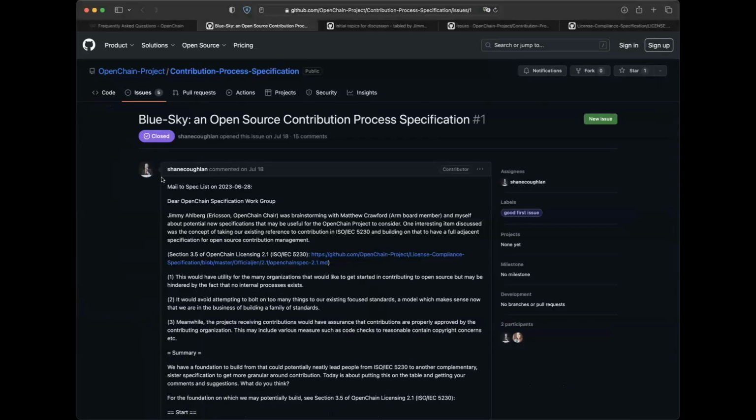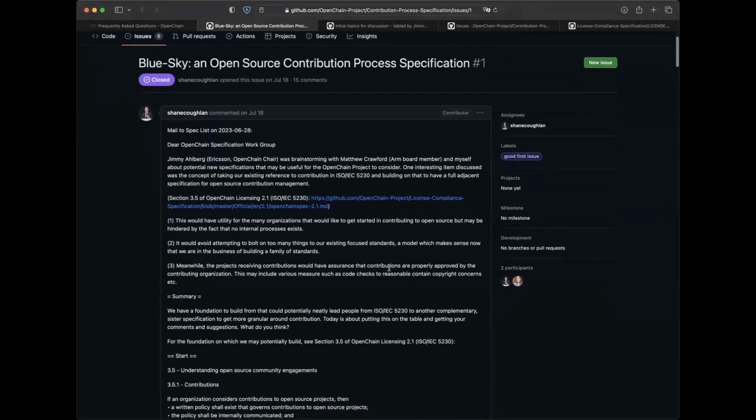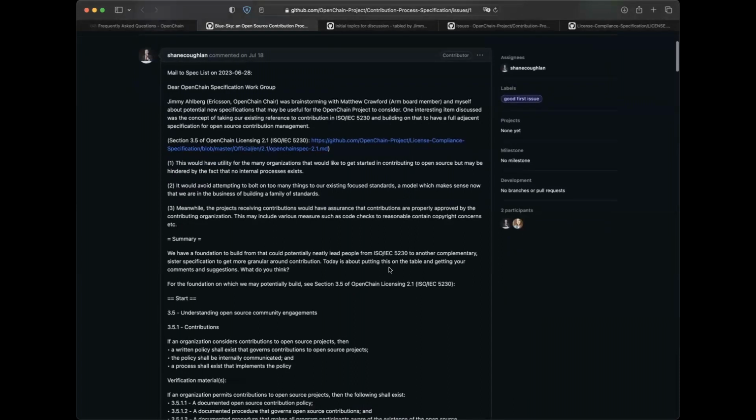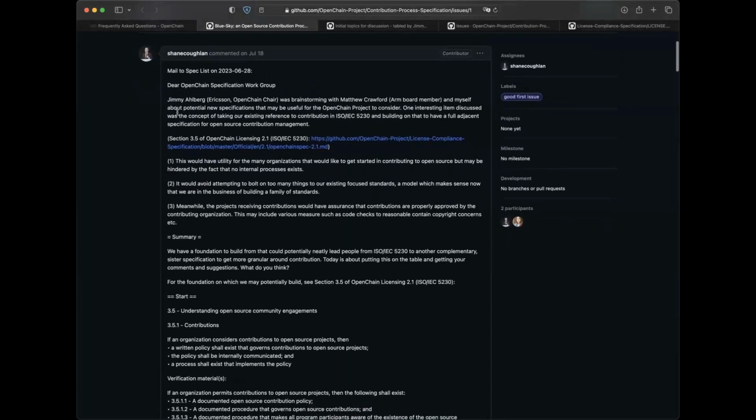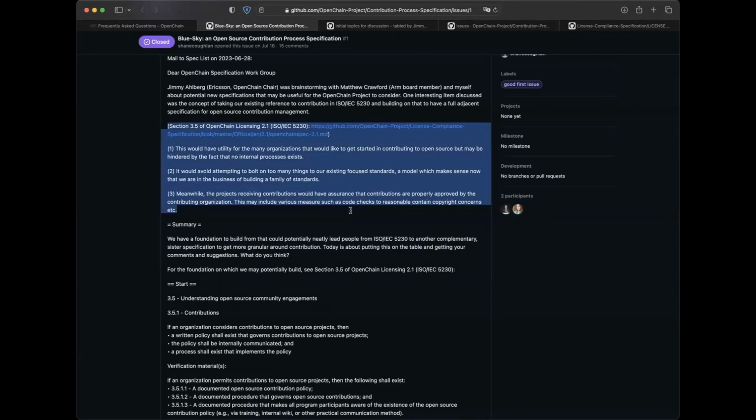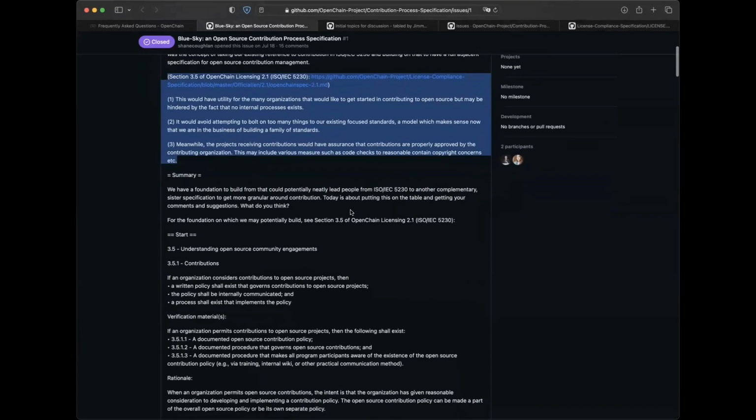Okay, so opening up, Jimmy had an idea with Matthew and myself about a contribution spec, taking section 3.5 of the OpenChain license spec and talking about more detail. Beyond having a contribution policy, what do you need to do to have a quality contribution program? What's the minimal that needs to be in place?